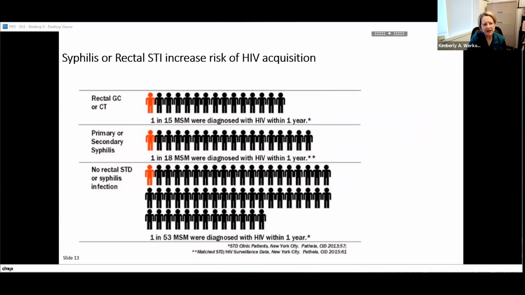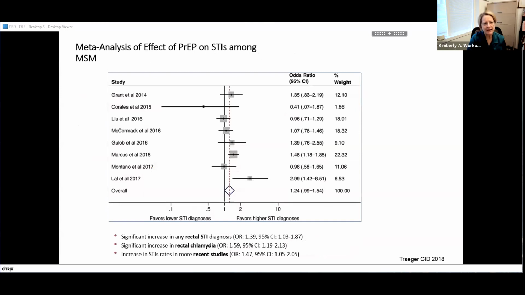And the data that we have on the STIs that cause this the most in terms of increased risk is syphilis, primary and secondary syphilis, and gonorrhea and chlamydia rectal infections. These are several studies showing the acquisition of rectal STIs or syphilis and the percentage that were diagnosed with HIV within 1 year. Also, we know that individuals who take pre-exposure prophylaxis should be tested for STIs every 3 months. And this is a recent meta-analysis looking at the increase in rectal STIs of individuals that are on PrEP.